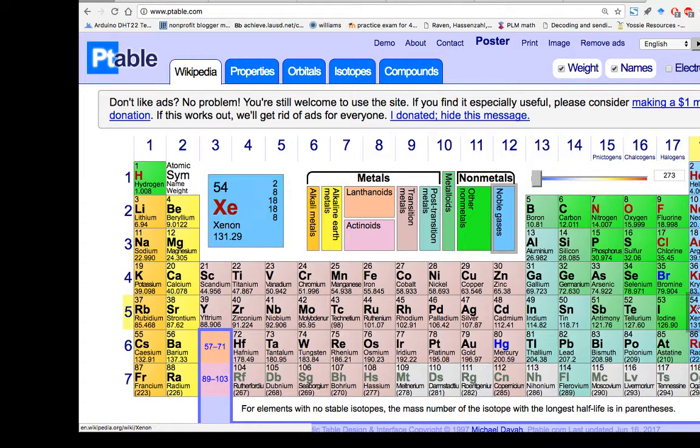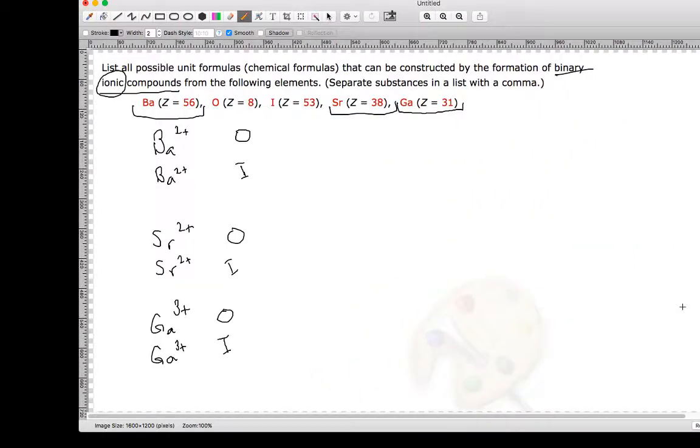It's 1 step away from the end of the periodic table. So its charge is going to be 1 minus. All right? So let's go back here. So the oxygen was a 2 minus charge. The iodine was a 1 minus charge. 2 minus, 1 minus, 2 minus, 1 minus.